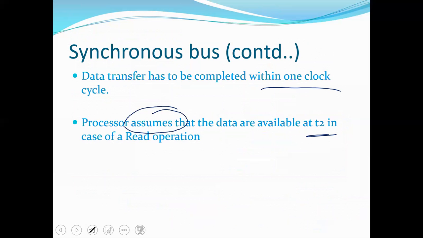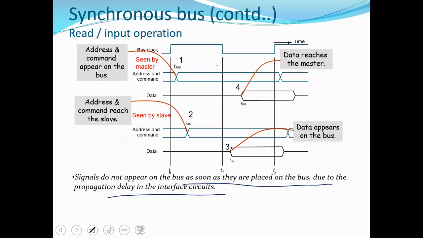There are no acknowledgements sent, as in the case of an asynchronous bus. Everything is an assumption. The processor assumes that the data has already come and takes whatever is there on the data bus. There is no information from the slave that it has started to put the data on the bus. In a synchronous bus, at this particular clock time, the data is supposed to be put by the slave in the case of a read operation.